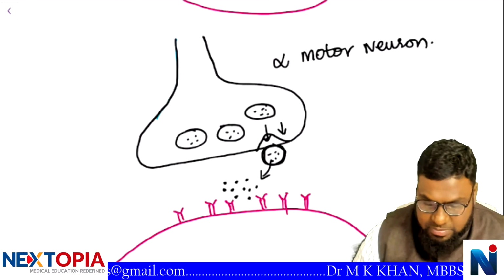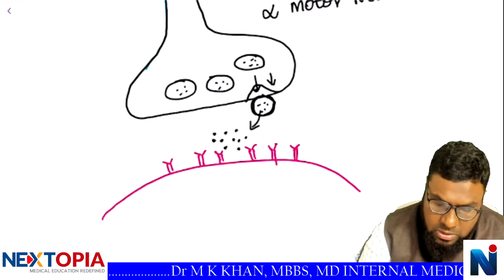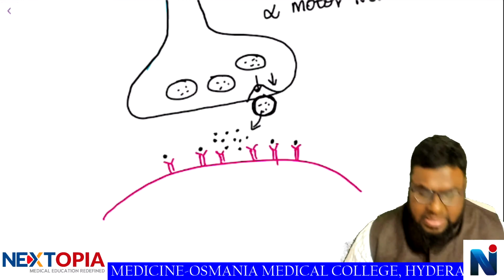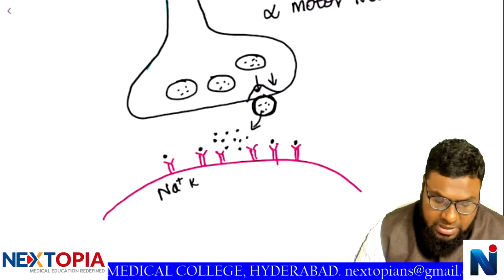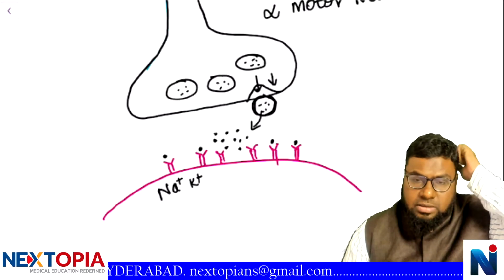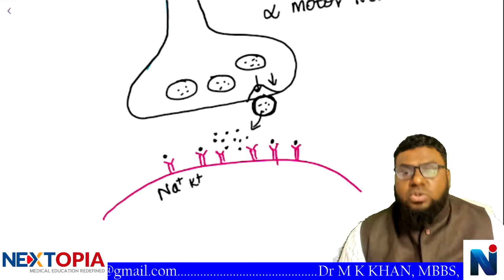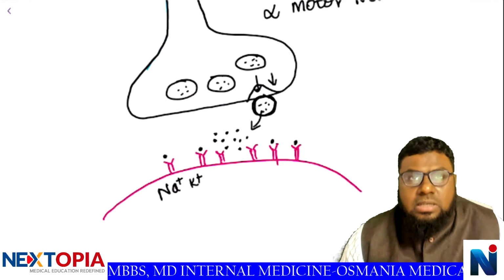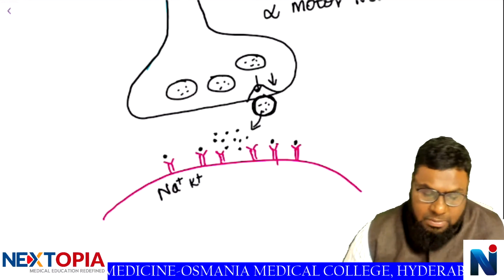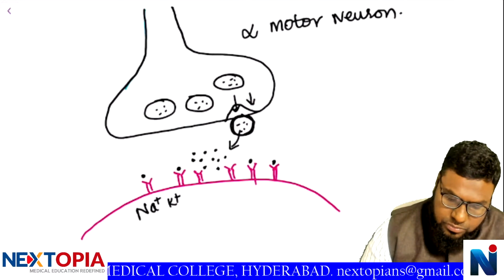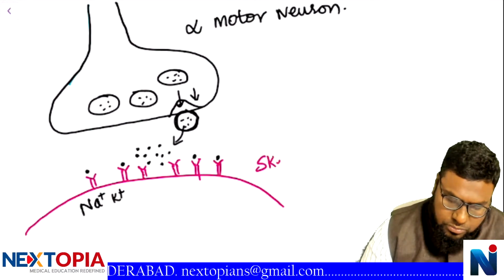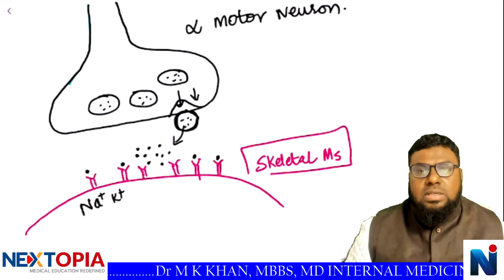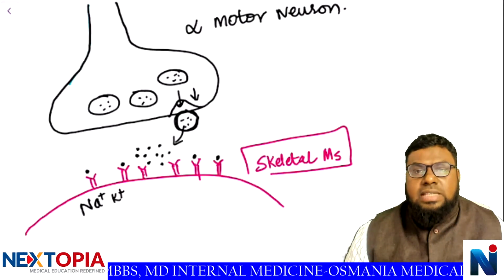These are the receptors on which the acetylcholine comes and sits. Once the acetylcholine sits here, it initiates sodium potassium activity, and this results in ligand gated sodium channels and ligand gated potassium channels opening up, which bring about depolarization in the skeletal muscle. Thus there is contraction of that muscle. Muscle contraction occurs.